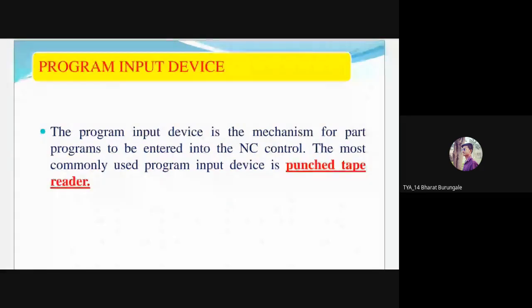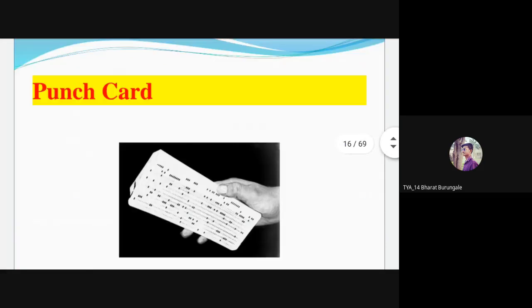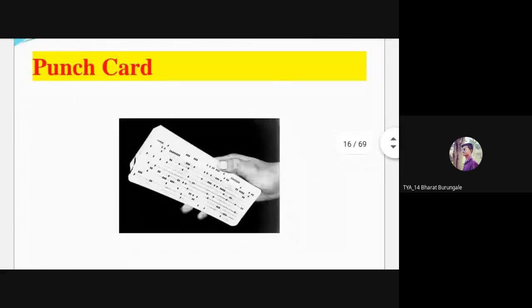See here, we have taken different punch cards. This type of punch cards are used for NC coded, or numerical control, programs. Like our ATM card having different information, the punch card includes the numerical program, and that can be accessed by the NC machine. These are the input methods.